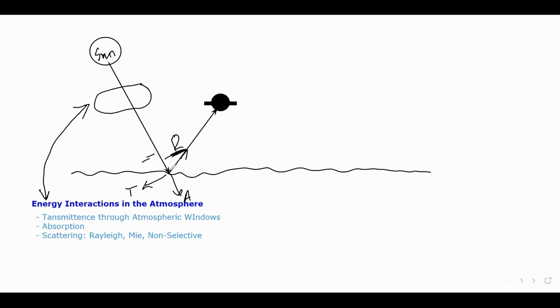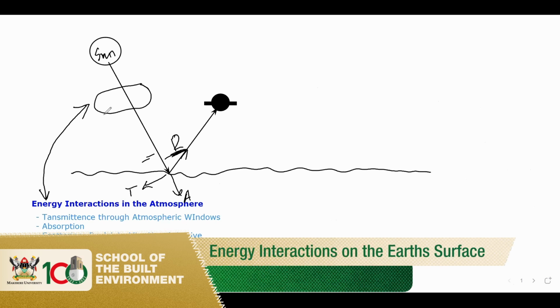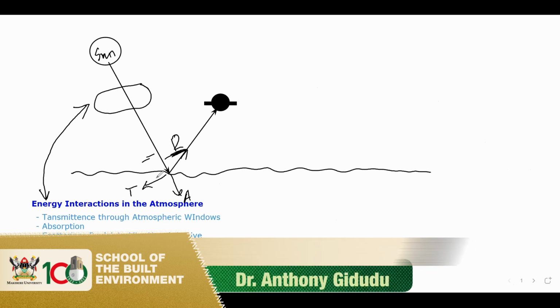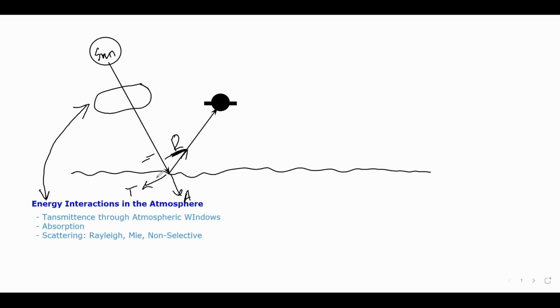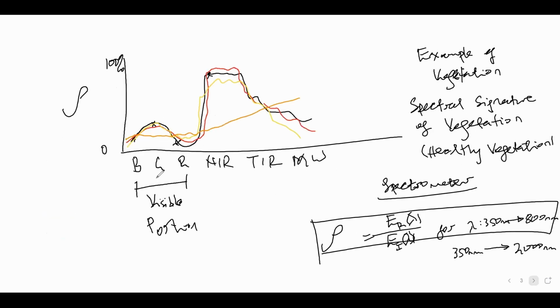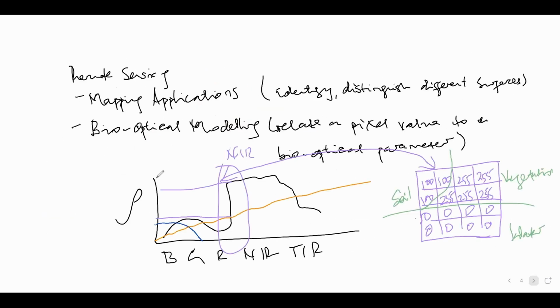It comes from the fact that we have radiation, which comes from the sun. We have energy interactions in the atmosphere. We eventually have energy interactions on the Earth's surface. But what is of interest to us is the reflected energy that is captured by the satellite. Remember, we are trying to get an impression of the Earth's surface based on what is captured from it. So if it is on the Earth's surface, we are able to distinguish different surfaces. If it is water, we can do bio-optical modeling, and the list of applications is numerous, endless.